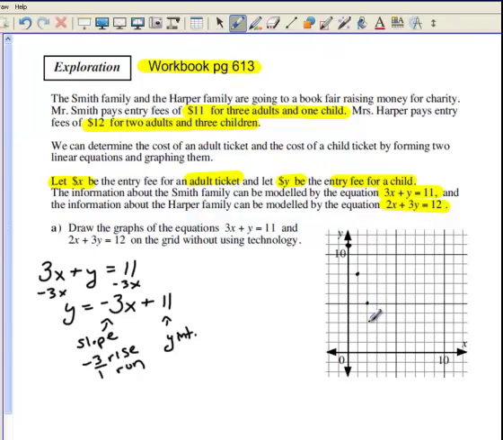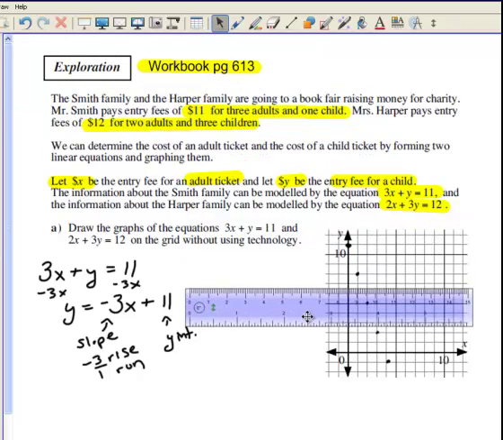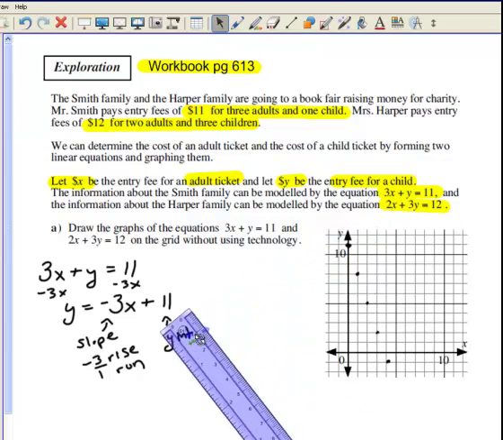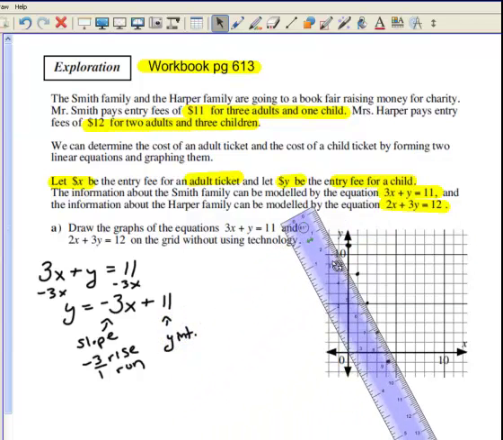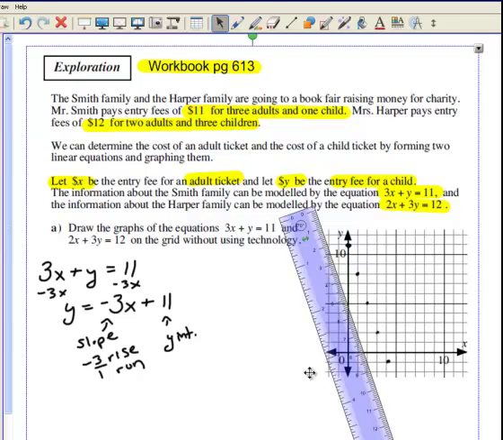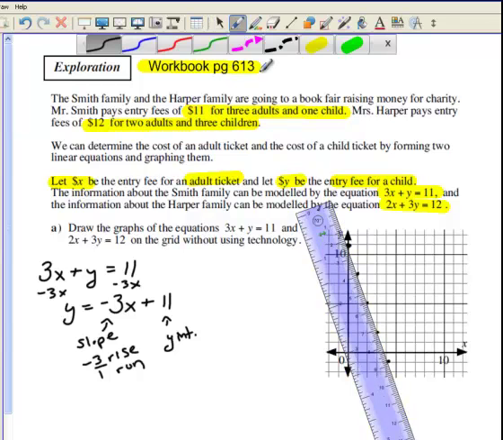I'm just going to do this till I have enough to connect with a straight line. And then what you can do is grab your ruler, put it down there, and just line it up with your dots, until you think you've got the slope about right. Pretty close. There we go. Just draw your line right there.